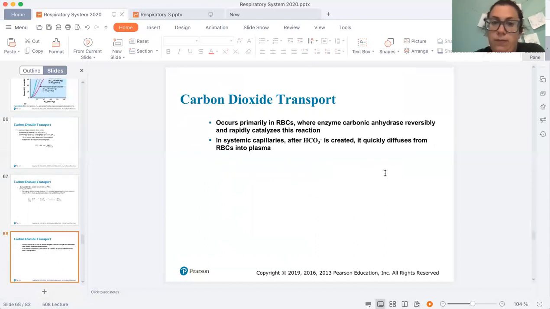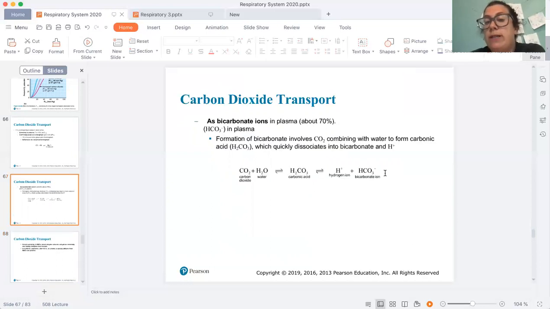Carbon dioxide transport is mainly happening in the red blood cells, and we need an enzyme for this reaction that we talked about earlier right here. It's an enzyme called carbonic anhydrase, and this helps make the reaction really fast. It also makes it reversible. So if we have too many bicarbonates, guess what?